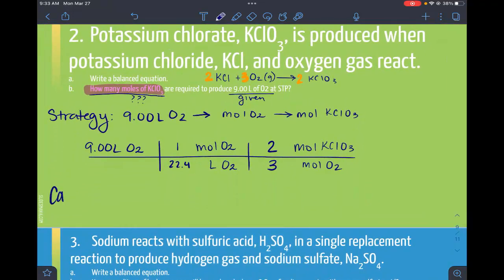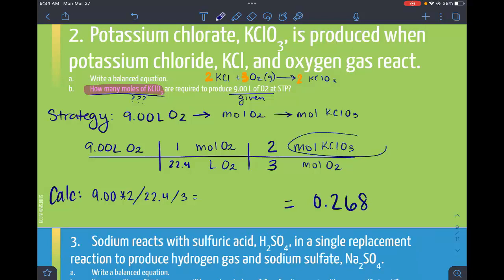So again, I'm going to make a little note down here that this is what I would type in my calculator. Multiply the numbers across the top, so that's 9.00 times 2, and then divide by the numbers on the bottom. Divide by 22.4 and divide by 3. Make sure you're following along. Type it in your calculator to practice. And we get 0.2678. So my answer with 3 sig figs is going to be 0.268. And the final unit is moles of KClO3.